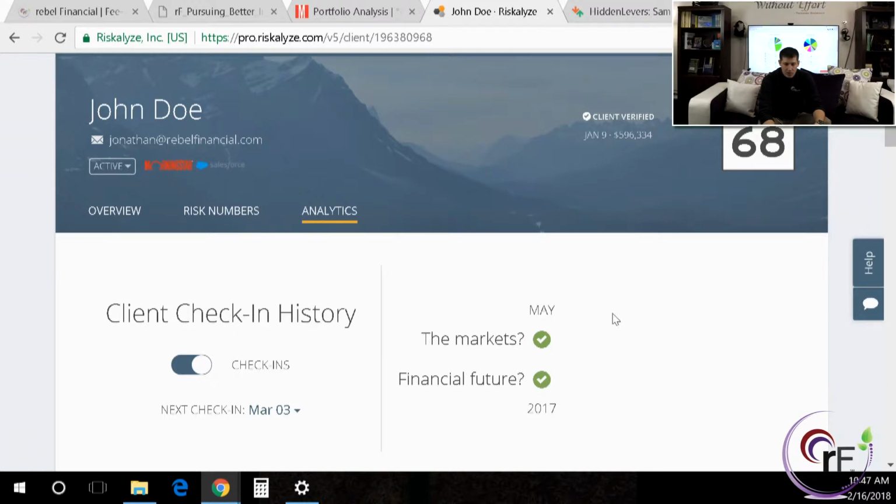So this is one that we use called Riskalyze, and we have our clients take it, and it gives us a score somewhere between 0 to 100. It's not really a bell curve.